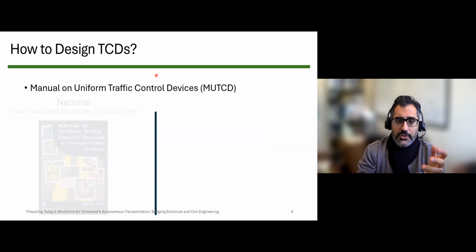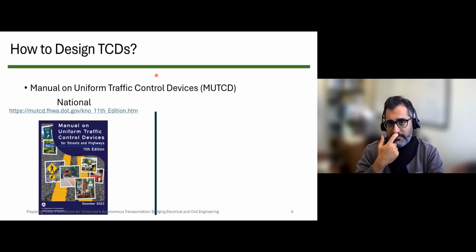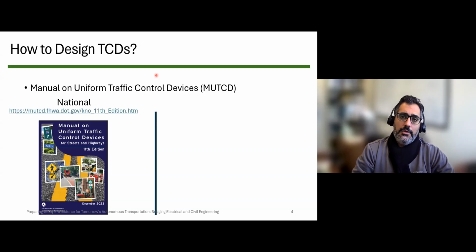With that being said, how do we design traffic control devices? So there is a national standard called MUTCD, Manual on Uniform Traffic Control Devices. The newest edition is the 11th edition that was released in December 2023. It is free. You can download it as a PDF, or you can visit the website and look at the material online. This is what we are going to follow for this lecture. And whenever we are basically designing any traffic control devices, this is our reference.